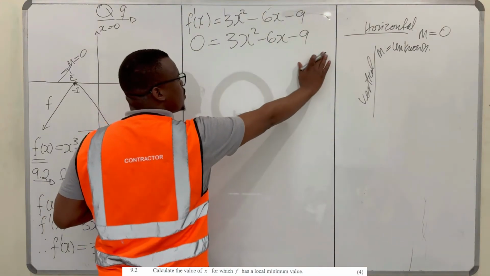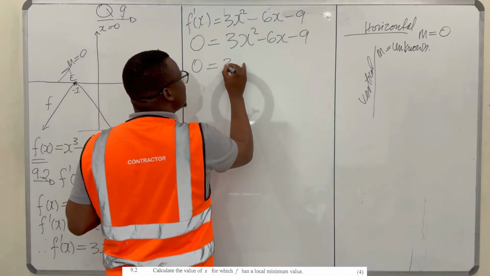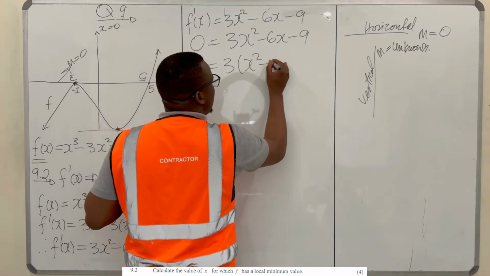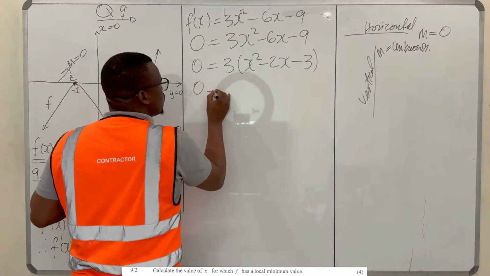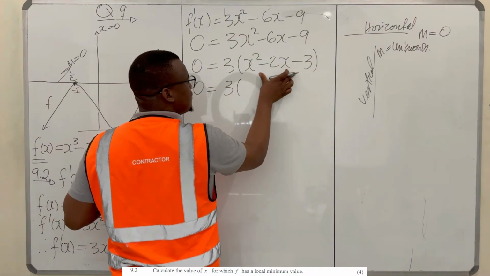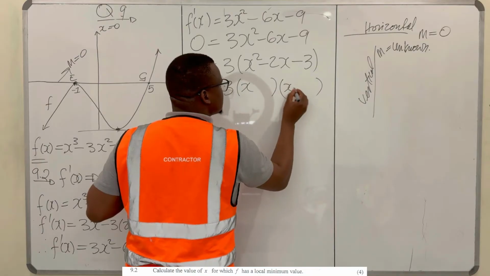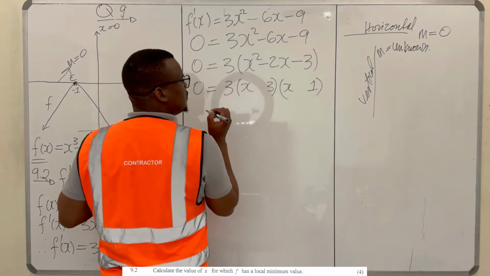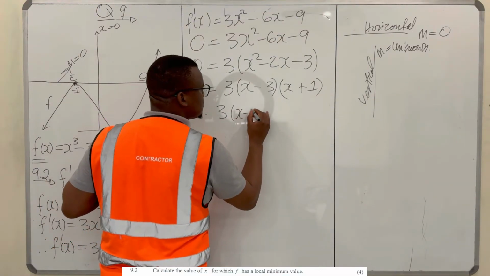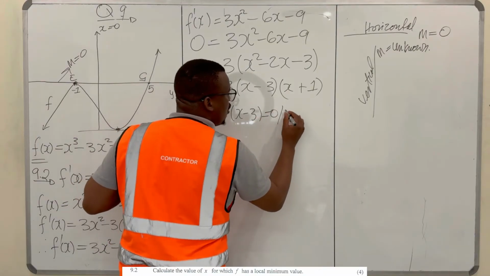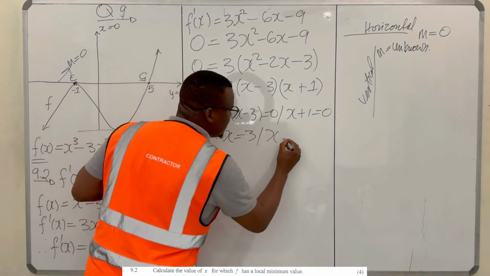So what you do, take this to your quadratic formula, or you can just factorize it. I'll try that. Say 3 into x squared minus 2x minus 3. That's what you have. So 0 is equal to 3, and you factorize this further. So you have two brackets like this. You have x, you have 3, you have 1. So you have minus, you have plus. Therefore, 3 into x minus 3 will be equal to 0, or your x plus 1 is equal to 0. Therefore, your x is equal to 3, or your x is equal to minus 1.